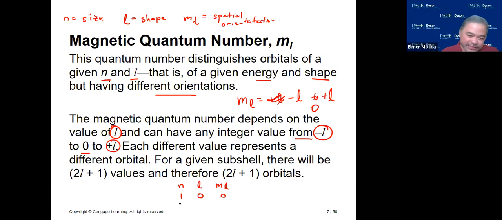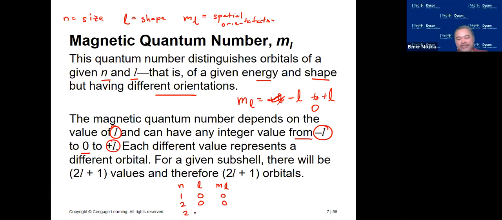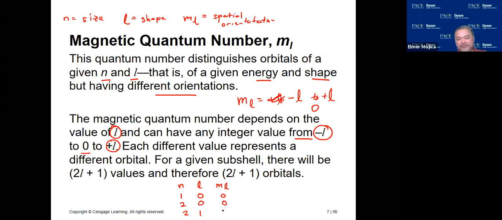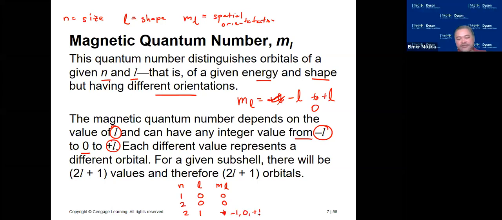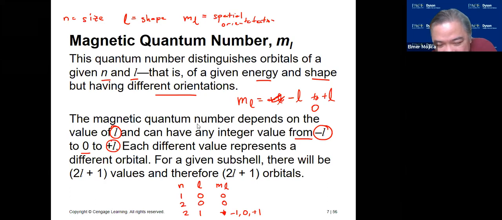Now, what if you put it like this? What's the value of M sub L that I have here? 1. 0. Okay? 0. Now, what if I do it like this? So I have how many values here? 2. I have a negative 1, a 0, and a positive, because that's what it says there. The magnetic quantum number, which is your M sub L, depends on the value of L and can have any integer value from negative L to positive L.